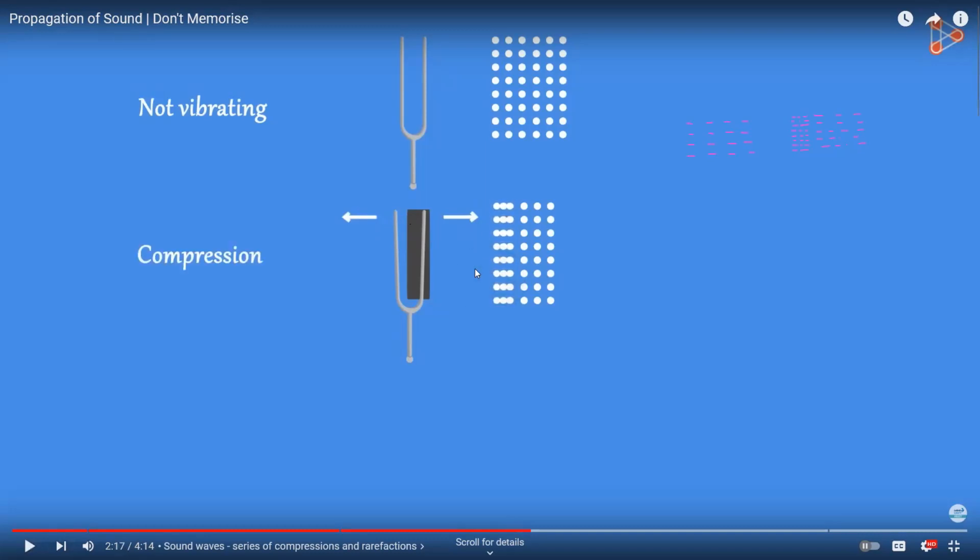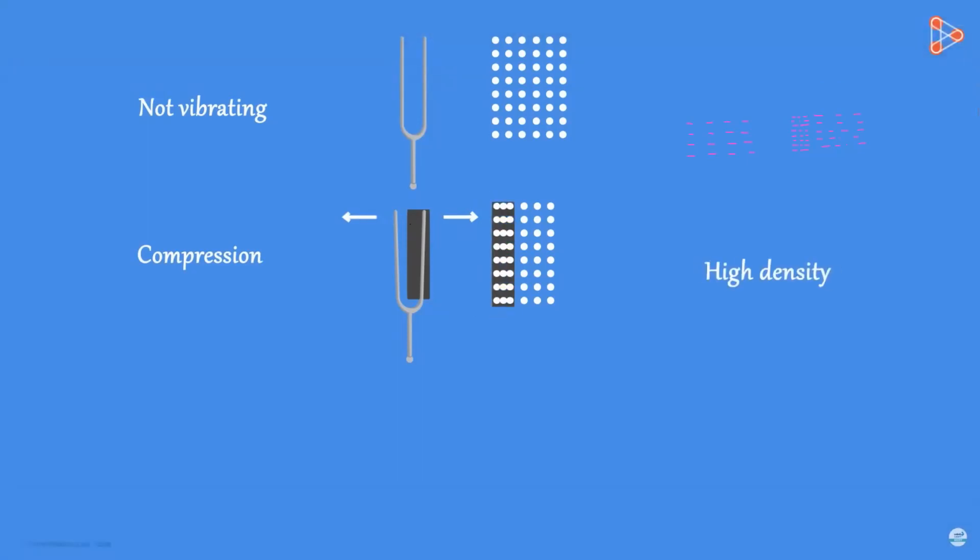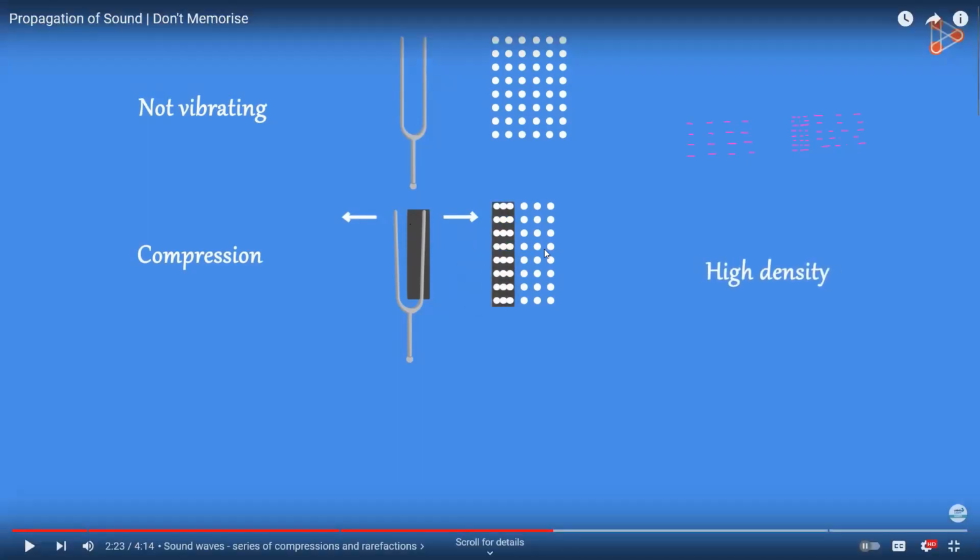Compression creates a high pressure region. High density and high pressure. Compression travels in the medium as a disturbance. Here the density is high. Next, normal density, not low density. This is normal density. Compression is high density. Rarefaction is low density.